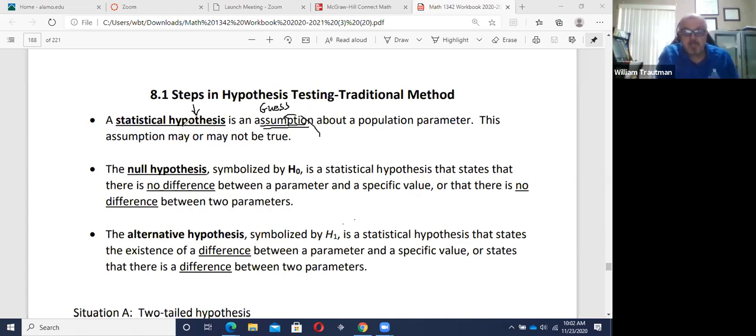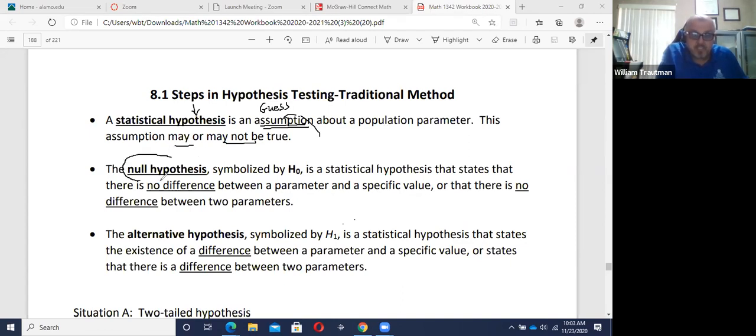And it may be true or it may not be true. You might get a B on the next test, you might not. So all it is, is a guess that may or may not be true. That's not anything definitive. So there's two types of hypothesis we're really going to talk about.